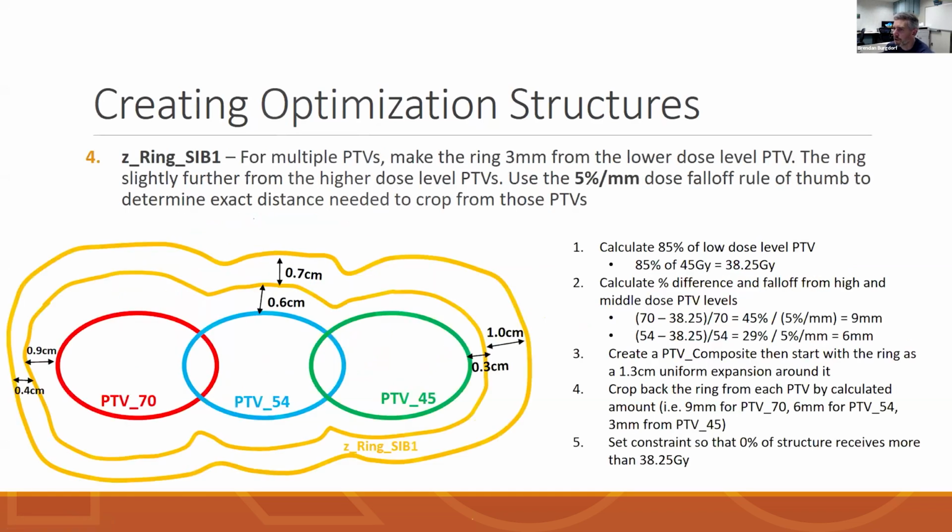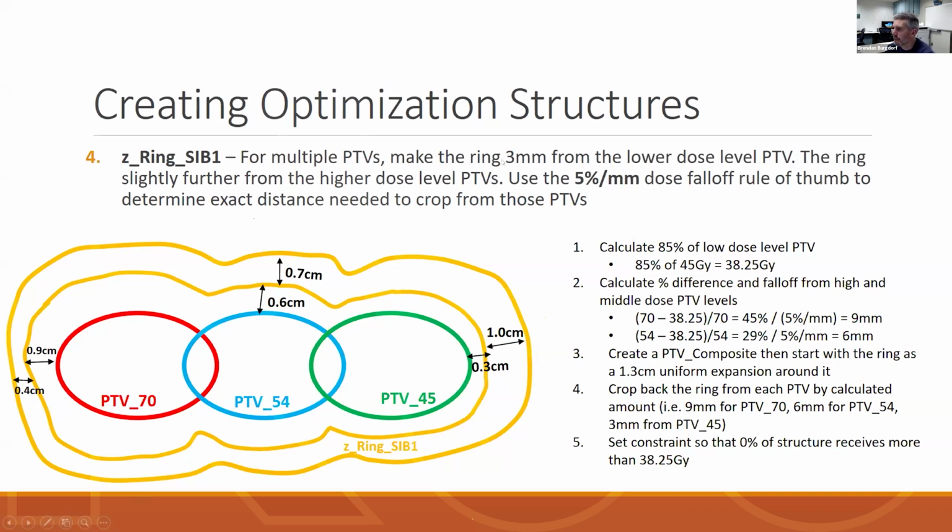The next would be for the SIB cases. When you have multiple PTVs, it's difficult to create a ring that's a uniform distance away from the PTV, because obviously the dose fall off from the PTV 70 will be different than the dose fall off from the PTV 45. So the concept of this ring is to contain a single dose level across all PTVs. So we're going to variably crop this ring away from different PTVs, and I'll talk about how we do that now.